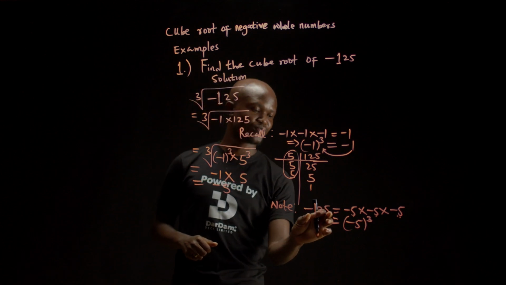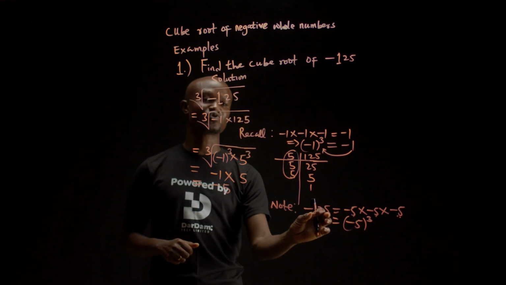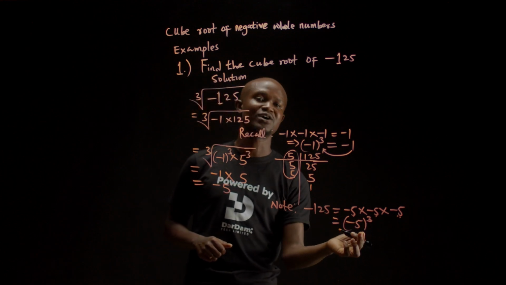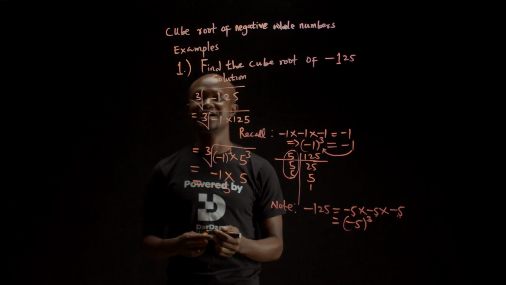You can see. So from here, if I take the cube root of minus 125, you see that I'll still have this number, which is minus 5. Take note of that. Thank you.